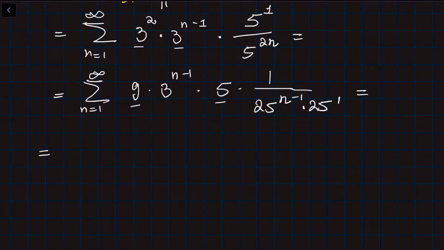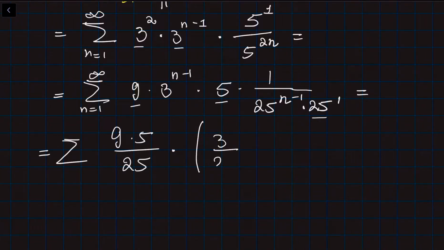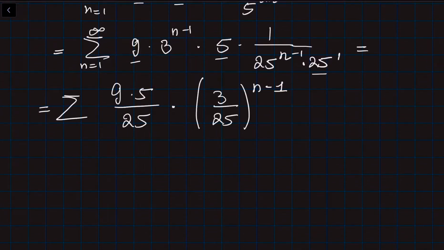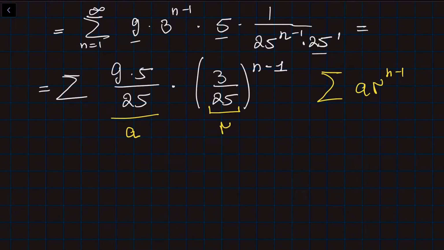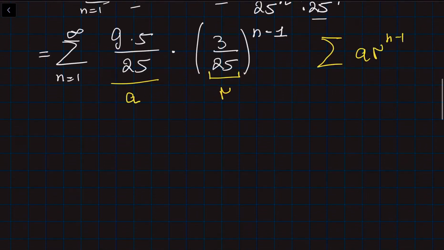So now I'm going to take all the terms without the powers of n together. It's going to be 9 times 5 divided by 25 times 3 over 25 to the power of n minus 1, right? So this is going to be very similar to the general form of a geometric series, where this number is going to be a, and this number inside the brackets is going to be r. And if you remember, the condition for the geometric series to be convergent is that this r in absolute value should be less than 1. So r is equal to 3 over 25, and this is less than 1.